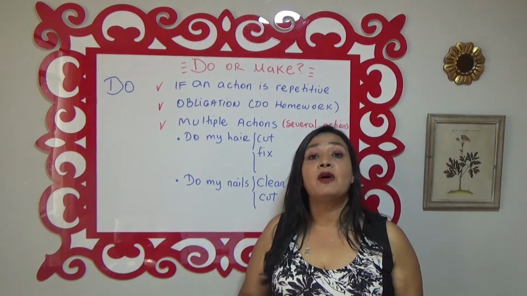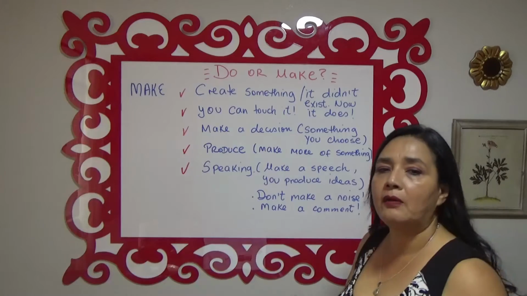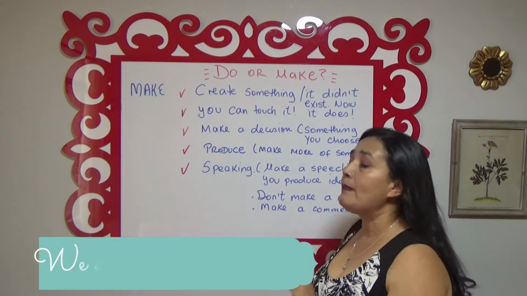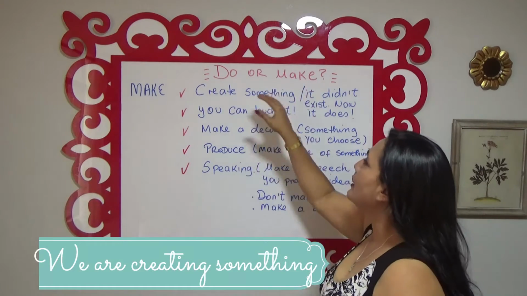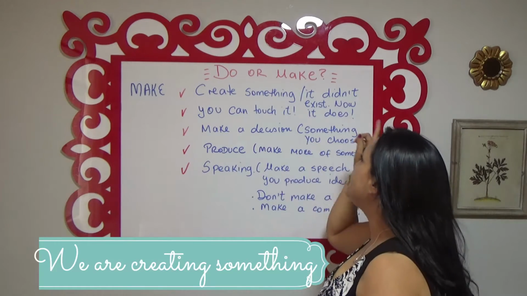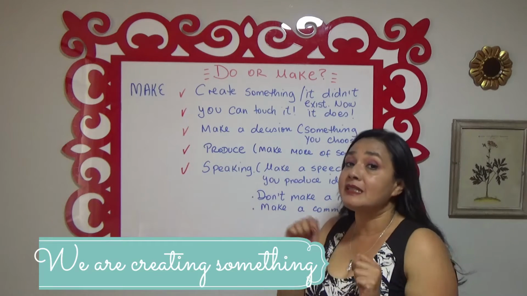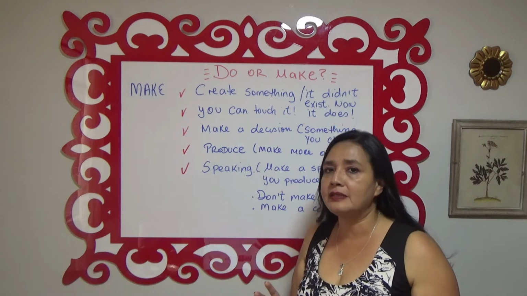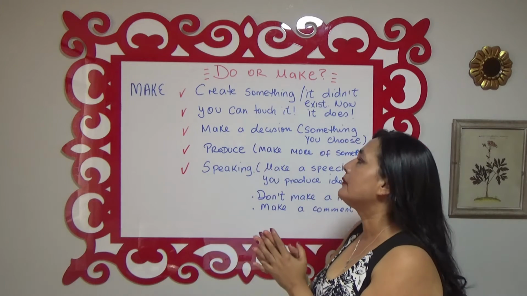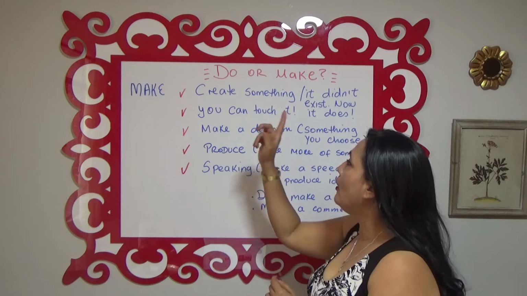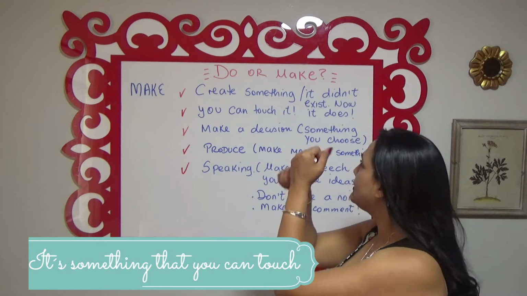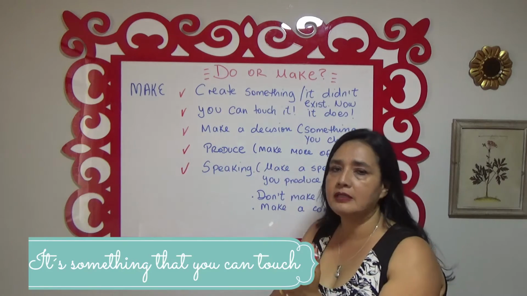Let's continue with the verb make. Now, let's talk about make. When we talk about make, we mean that we are creating something for the first time. It didn't exist, but now it does, right? So it's the first time that we create something. We use make. Also, when you can touch something, all right? You can touch it, right?